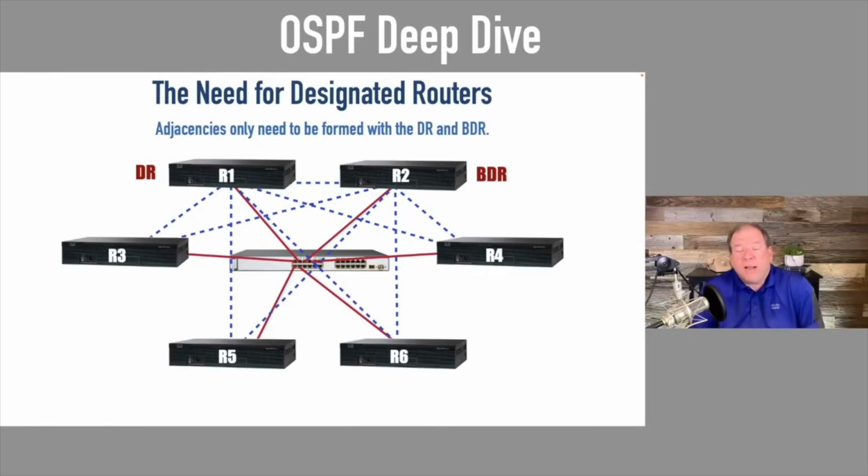It no longer has to be adjacent with R4, R5, R6. This is huge savings. And when R3 sends its information up to R1, R1 will replicate that out to everybody else in the area because it's got adjacencies with everybody else in the area. So for broadcast networks, or multi-access networks, where we've got a bunch of routers sharing the same subnet, this is massively helpful. Here's a question though.